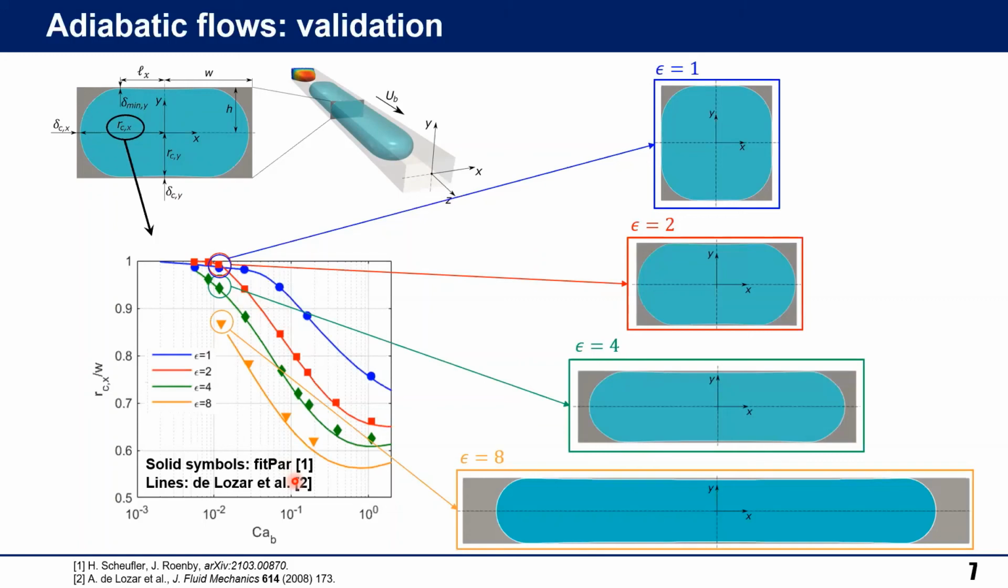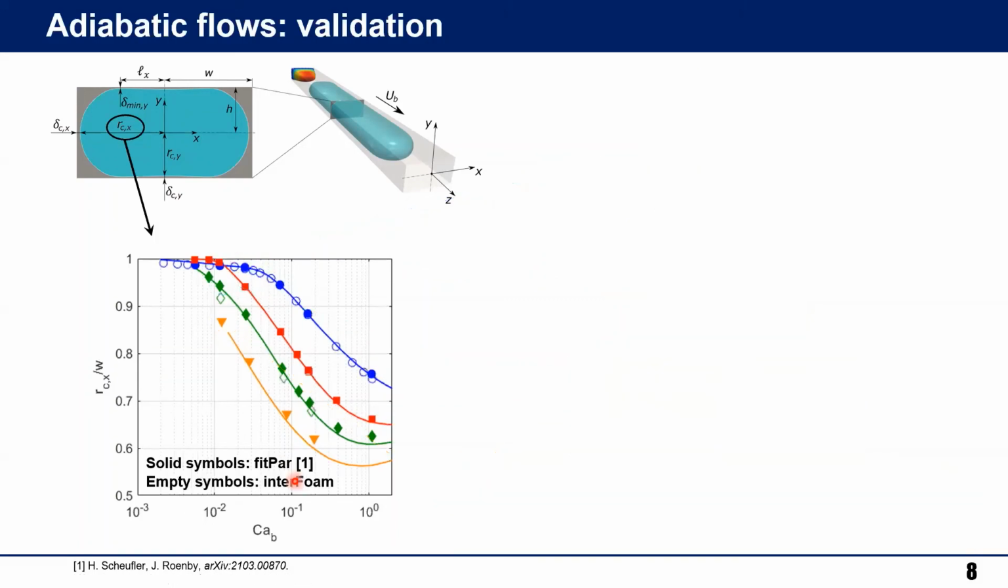What we're doing now for the adiabatic flow is to study more in detail the film thickness all around the bubble as a function of the properties. Now, I forgot, I also have this slide where I compare the fit paraboloid with interFOAM, the empty symbols. We are not doing this for all the cases, but for a few of them.